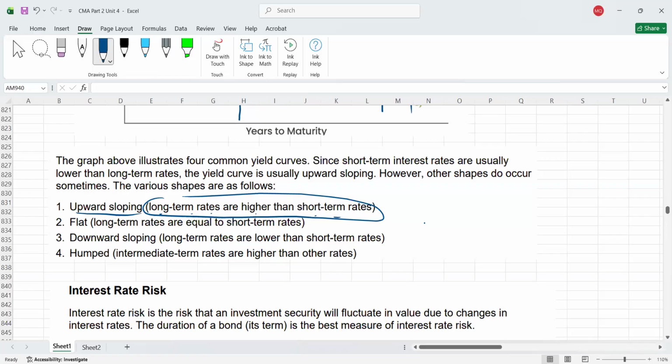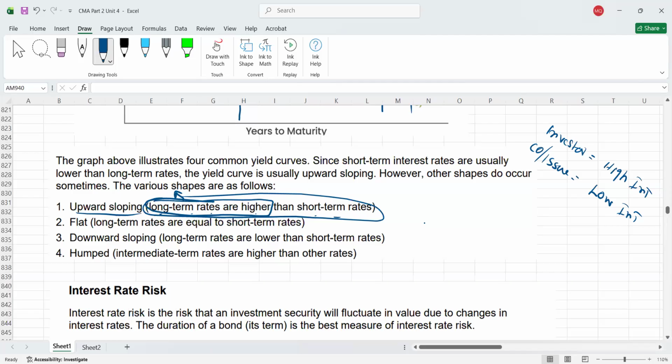Now think, because in the exam he may ask you, you are an investor, where will you invest? If you are an investor and the line is upward sloping, you will always look for higher return, high interest. And if you are a company or issuer that is issuing bonds, you will always look for low interest. Because long term interest rates are higher, as an investor this will be your choice. You will always invest in long term securities.